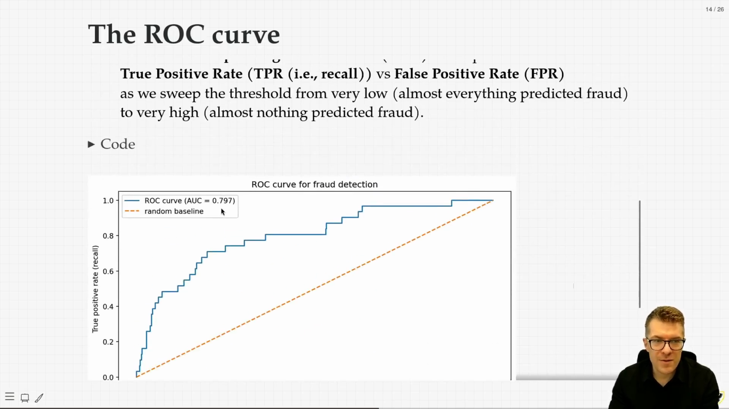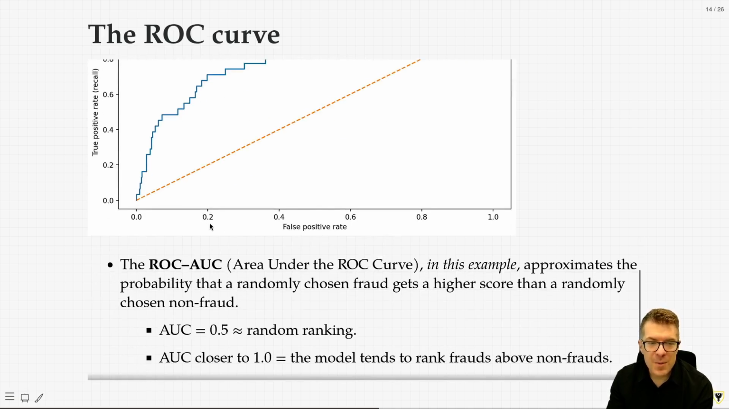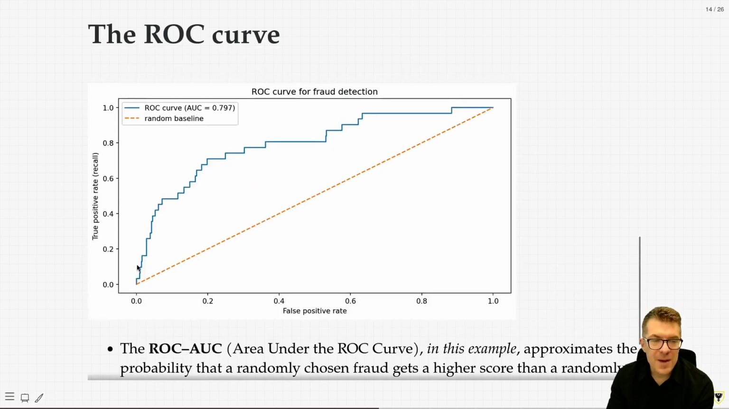This is 0.797. The random baseline is one that's basically always 50-50. That's this line over here. So the ROC AUC, or the area under the ROC curve, in this example approximates the probability that a randomly chosen fraud gets a higher score than a randomly chosen non-fraud. So this is a random ranking, and yeah, that's essentially it.